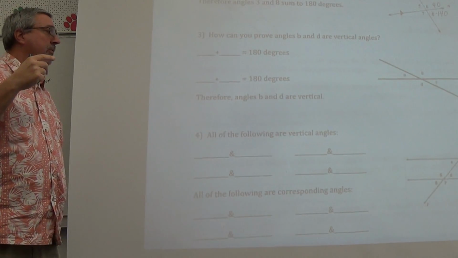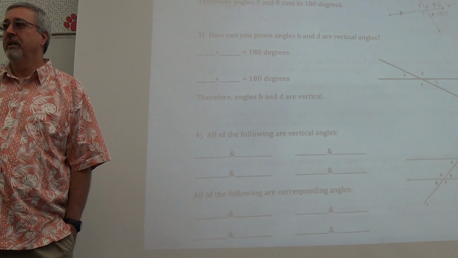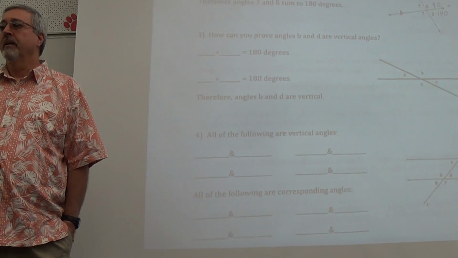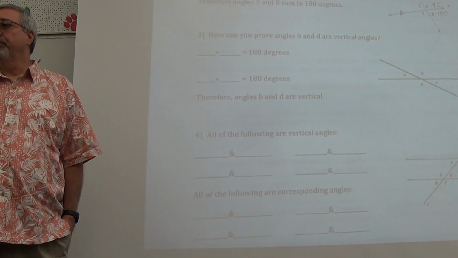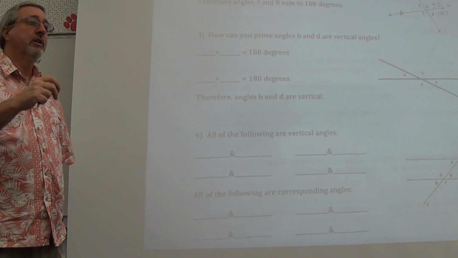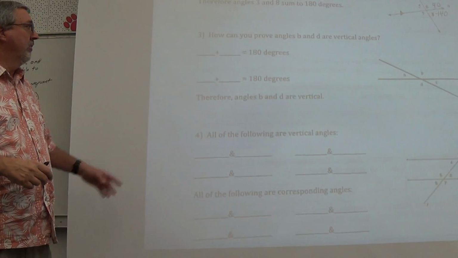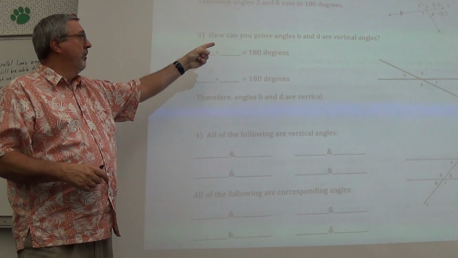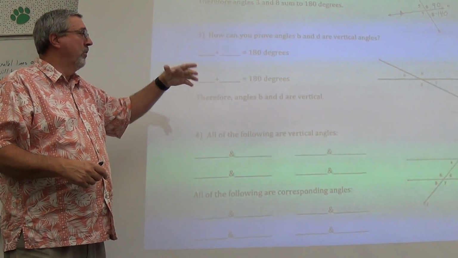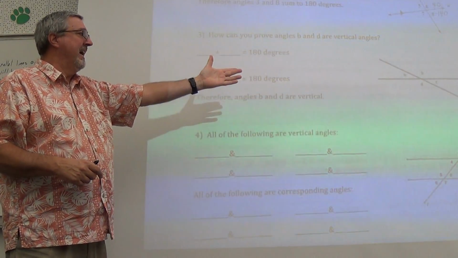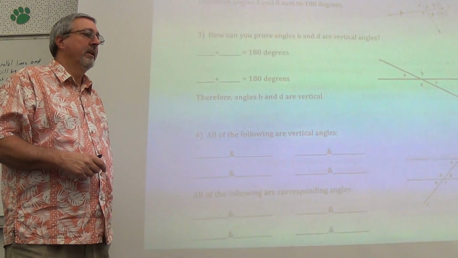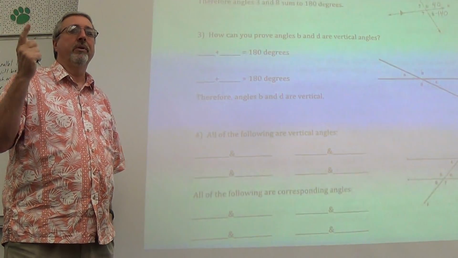Crazy. So now what we're trying to do is prove that vertical angles are congruent. So we want to know B and D, right? We want to know those two are vertical angles. So what two angles could you add together that would equal 180 degrees that will help us with B and D? Somebody just name me 2 angles that we could use.